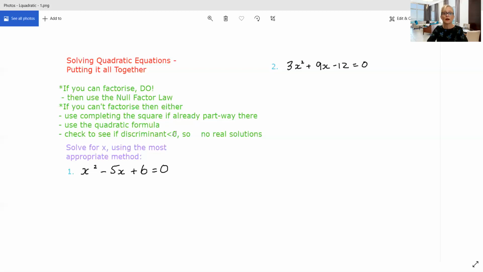If your discriminant comes out to be negative, then there will not be any real solutions. So it's okay to show that the discriminant is negative and say no real solutions.